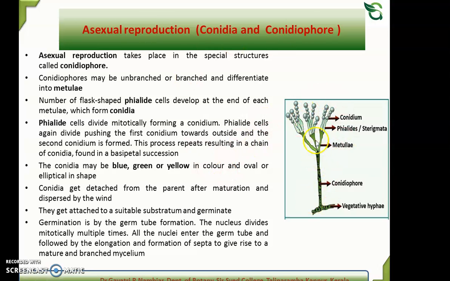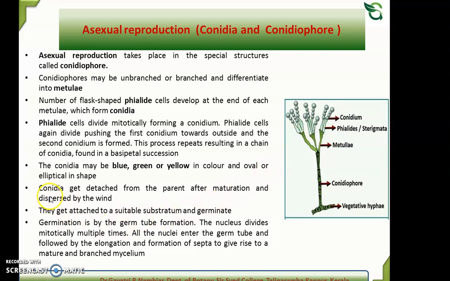The process repeats, resulting in a chain of conidia found in a basipetal succession. So, from the conidiophore arise the medullae, and on the medullae, flask-shaped sterigmata or phialides are formed, and the cells of the phialides undergo mitotic division, resulting in the formation of chain-like conidia. And the first formed conidia are present far away from the sterigmata, and this arrangement is known as basipetal succession. Okay. Then the conidia may be blue, green or yellow. These conidia will impart the color of the Penicillium. That is why Penicillium is otherwise known as blue, green or yellow mold.